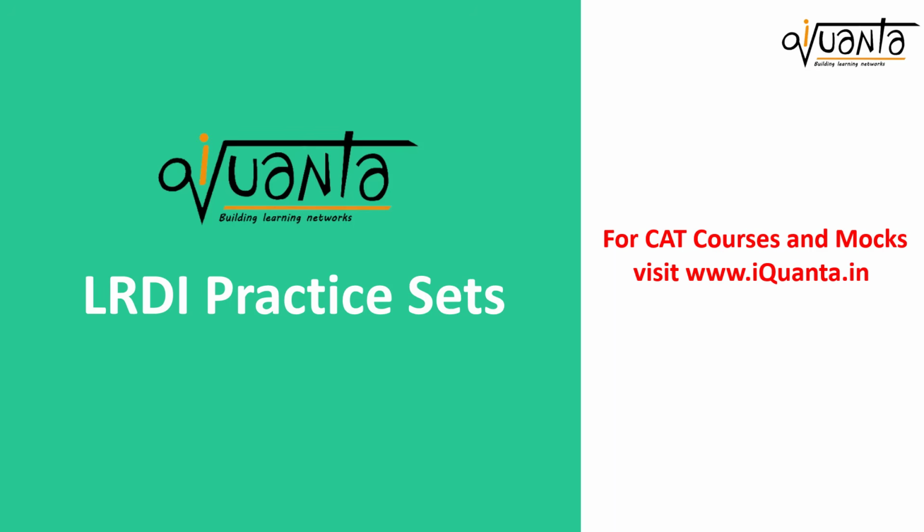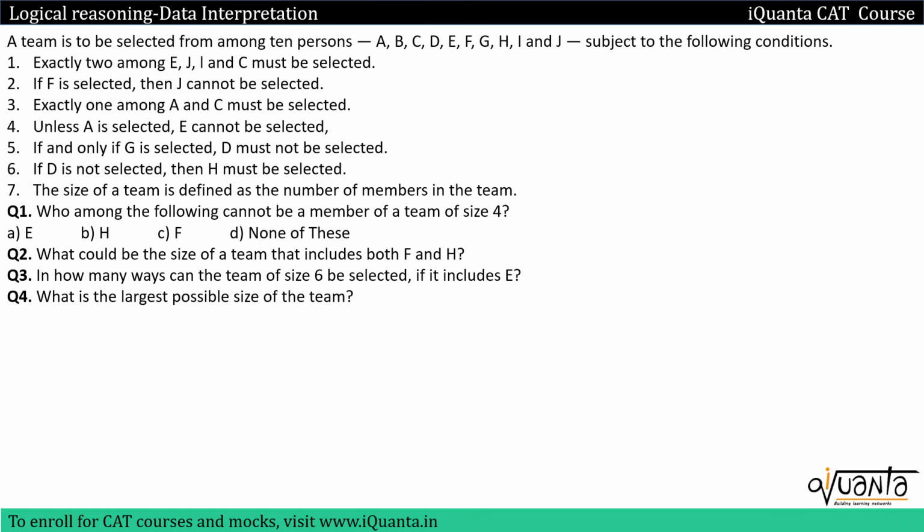Hello everyone, in this video we'll solve a set based upon selection. In most of the sets based upon selection, the questions that you will come across will be based upon forming teams. So here we have this question: a team is to be selected from among 10 persons A, B, C, D, E, F, G, H, I, J, subject to the following conditions.